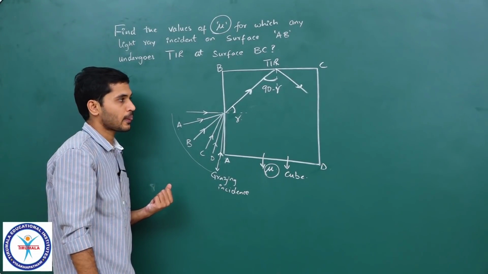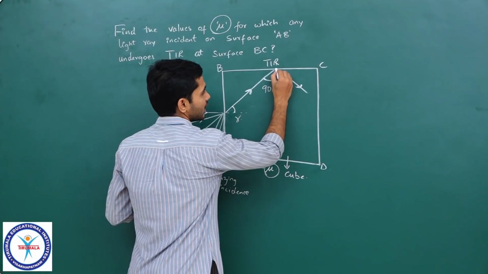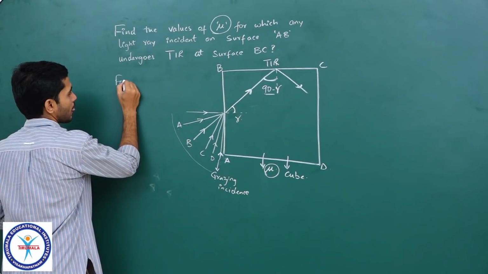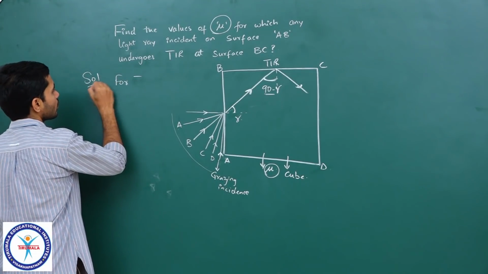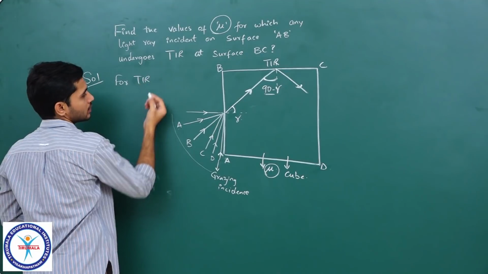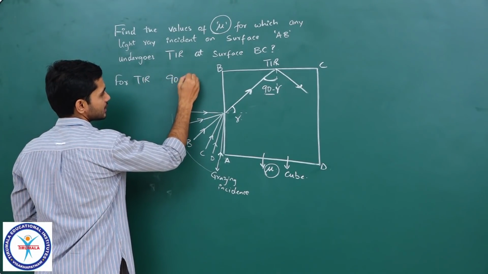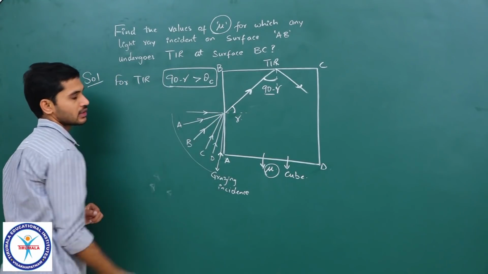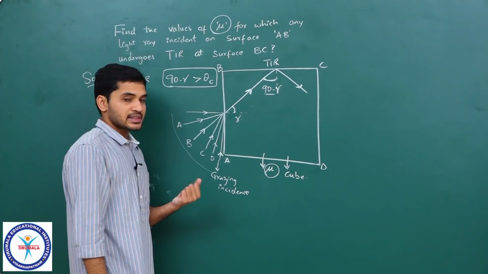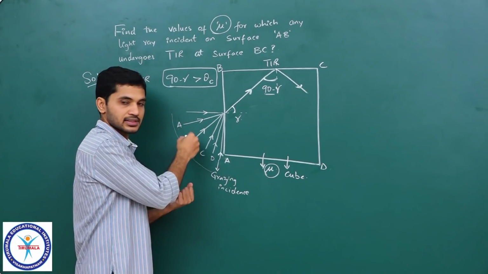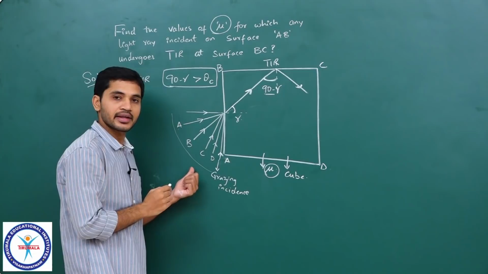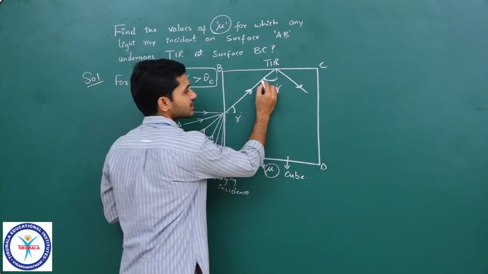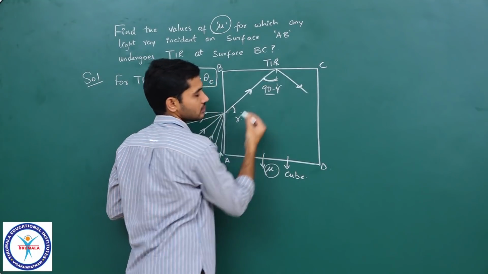How do we do that? Now we know that for TIR to take place, this angle should be greater than theta c. For TIR, in that particular case, 90 minus r should be greater than theta c. So this is the condition, correct? Now can I say that out of all these rays, the light ray which has the least tendency to get reflected back is the one which makes the least angle here?